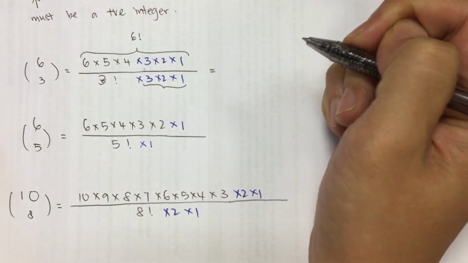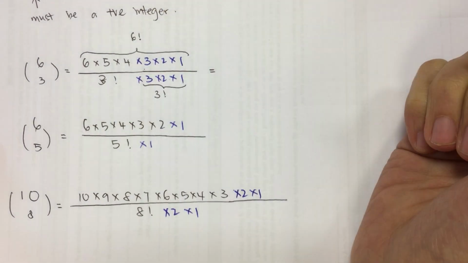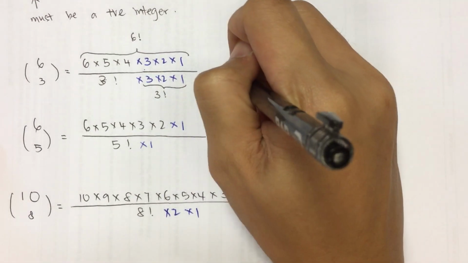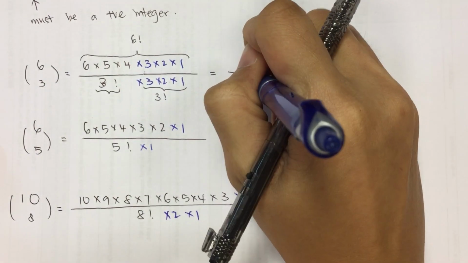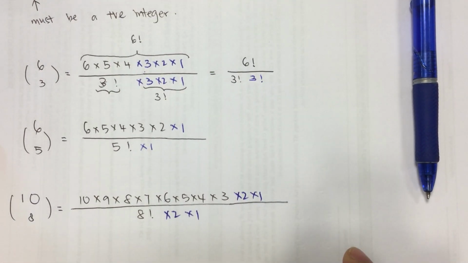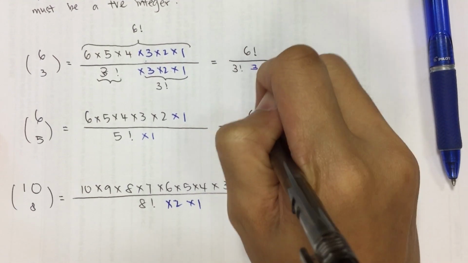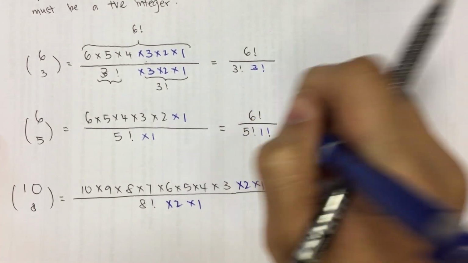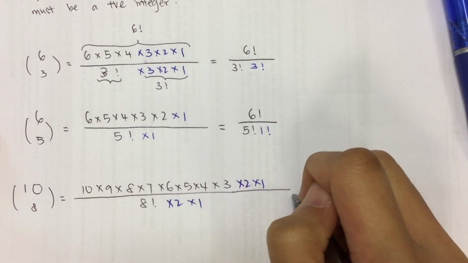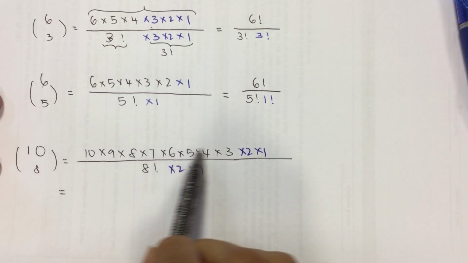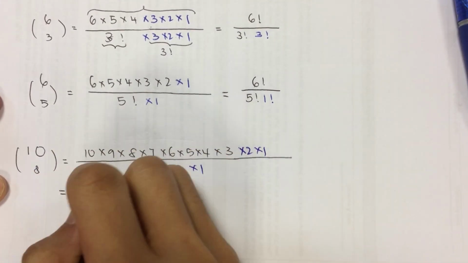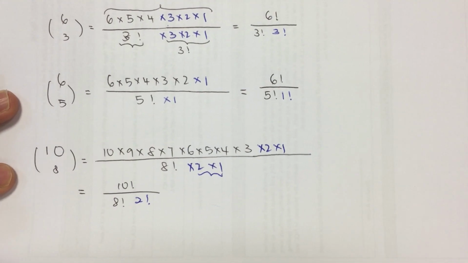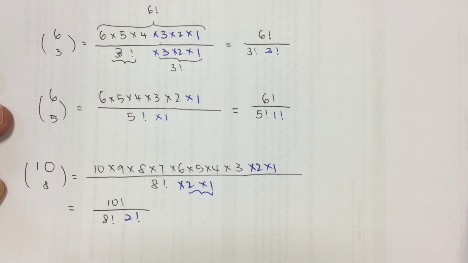How about this one? 3 times 2 times 1. This is just 3 factorial. So this 6 choose 3 can be rewritten as 6 factorial divided by 3 factorial from here and 3 factorial from here. Next one, once again, I can see this as 6 factorial over 5 factorial and 1 factorial. And this last one over here, I am able to write as 10 all the way to 1. This is 10 factorial over 8 factorial, and this is 2 factorial. So writing in factorials actually simplifies my work a lot.